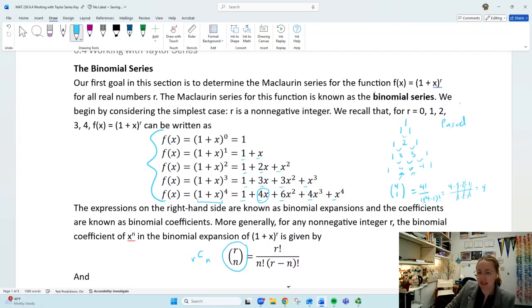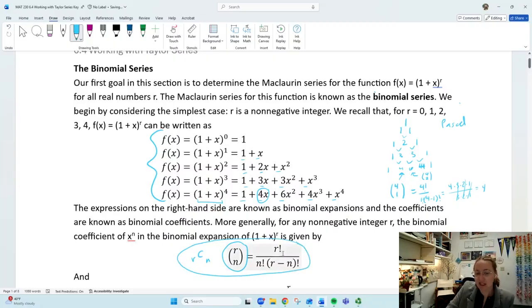Another way that I could write this 6 is by 4 choose 2. I could write this 1 that I have, that's actually a 4. I was like, what the heck? I could write this 4 as a 4 choose 3. So all of these terms can also be written using this combination that I have.